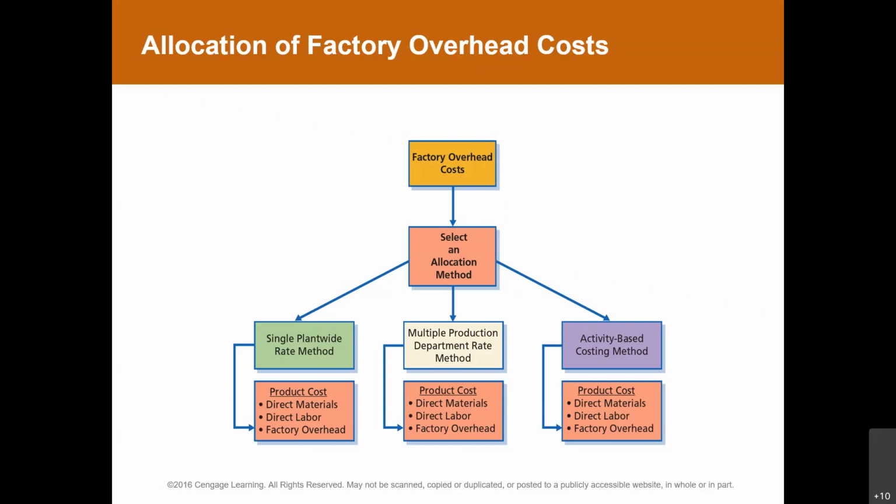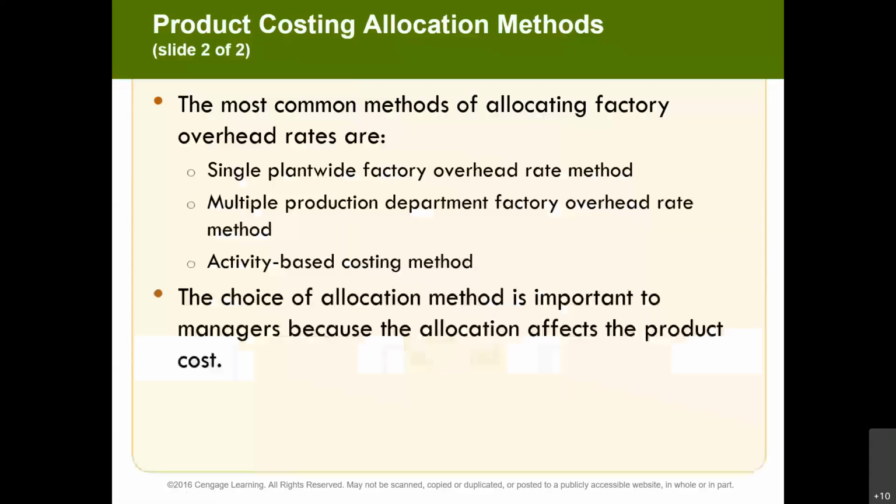The third method we have not yet talked about, which we will talk about in this chapter, is the activity-based costing method. This is where we use cost drivers to allocate factory overhead to the production of products. And so we'll talk about that over the next few slides. So let's talk a little bit about each one. We'll recap on the single plant-wide rate method. We'll also recap on the multiple production department method, and then we'll talk in detail about the activity-based costing method.